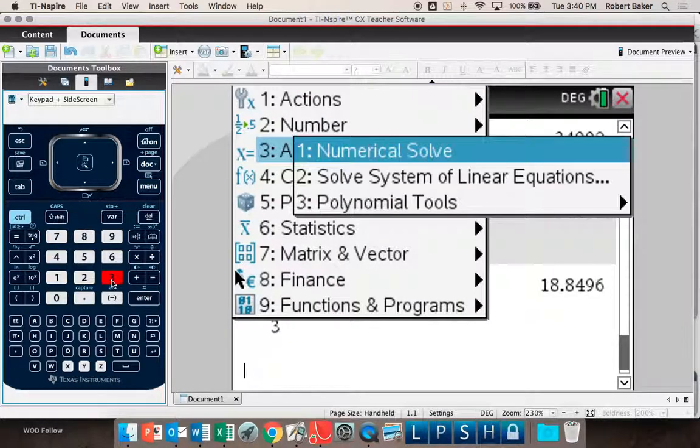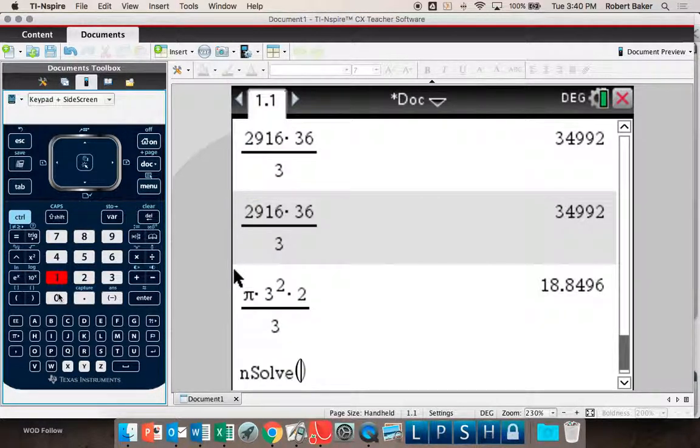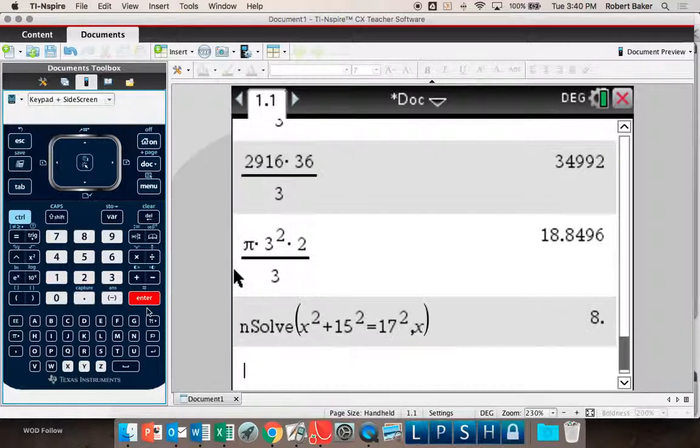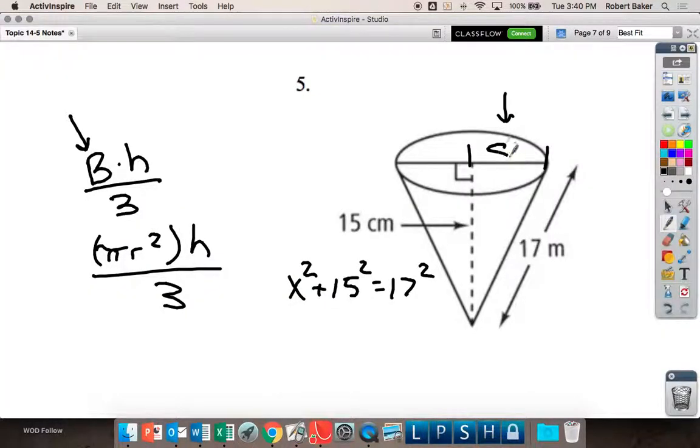Menu, algebra, solve it for me. We got x squared plus 15 squared equals 17 squared, is that right? Comma x, solve for x, 8. So after that mathematical journey, the radius is 8. That's a common Pythagorean triple. So now it's pi times 8 squared times h.